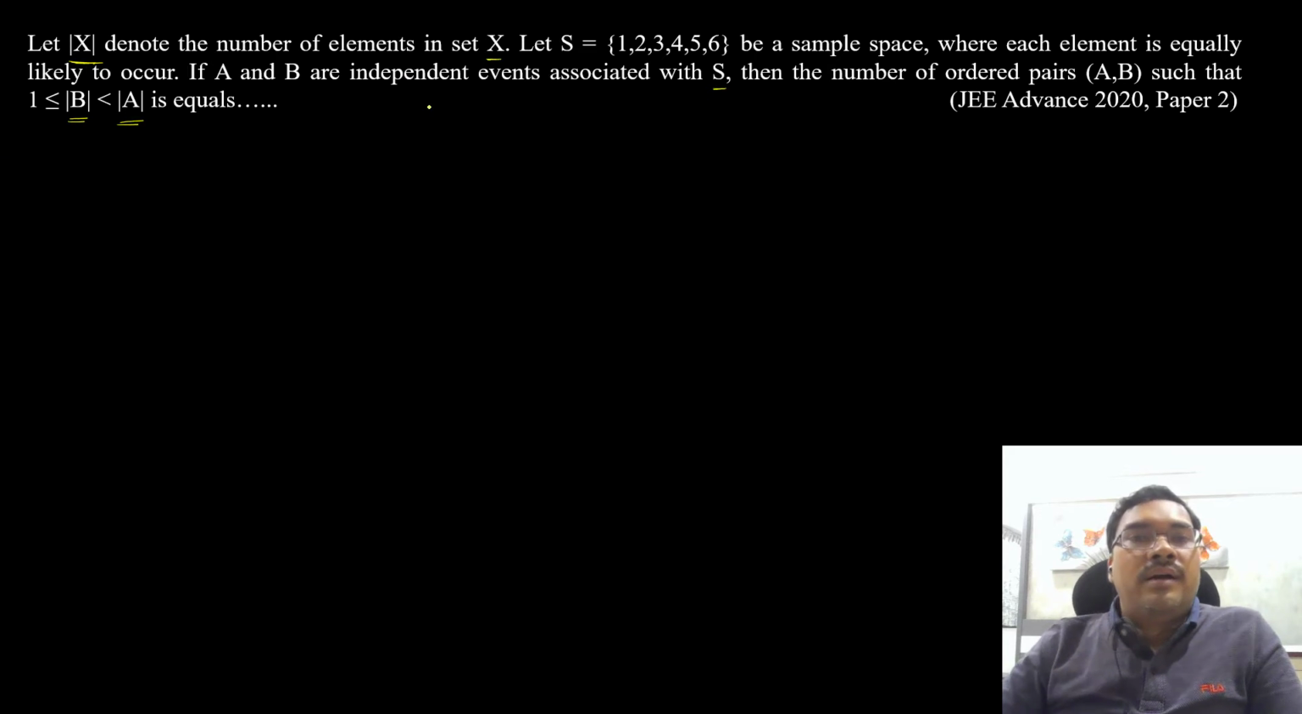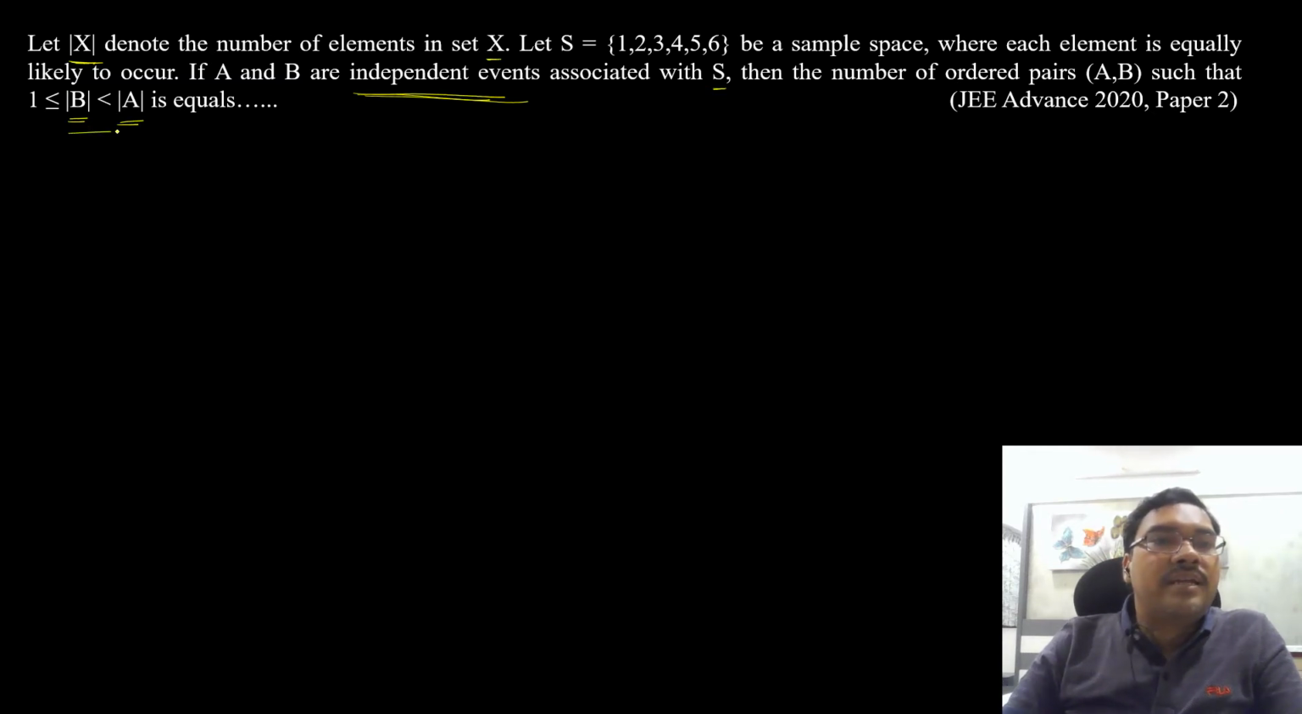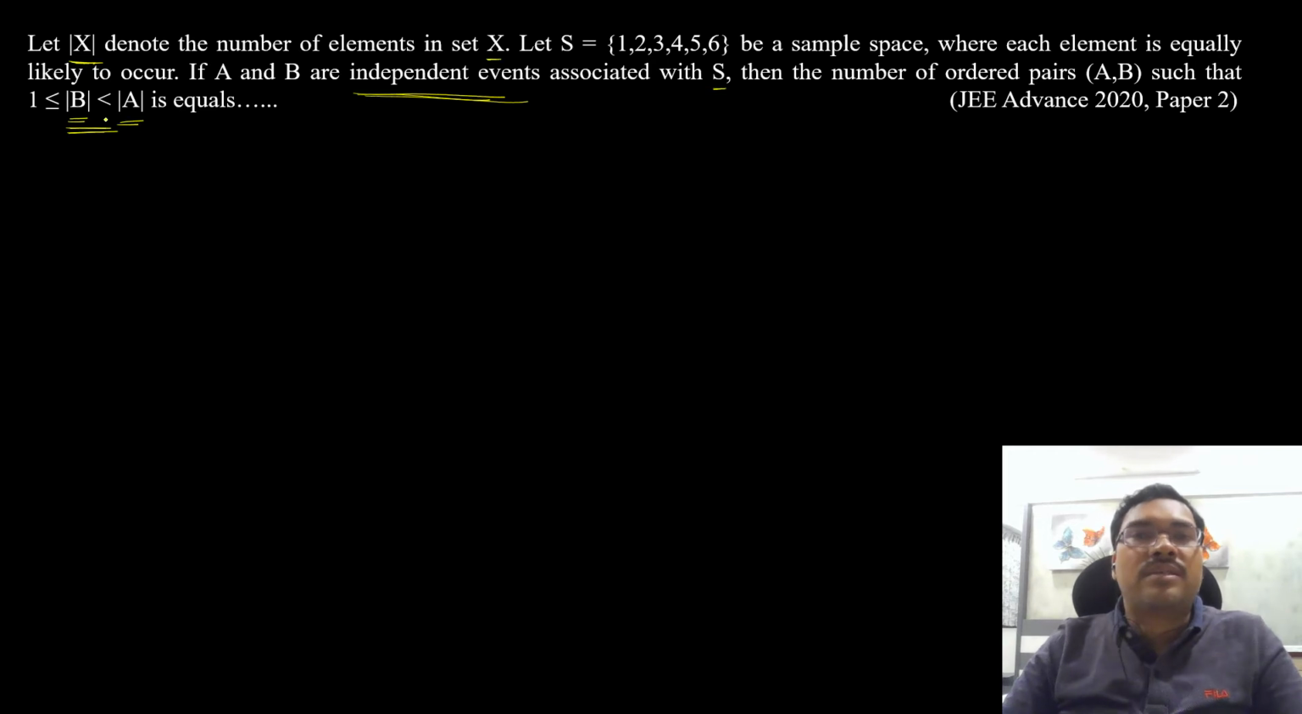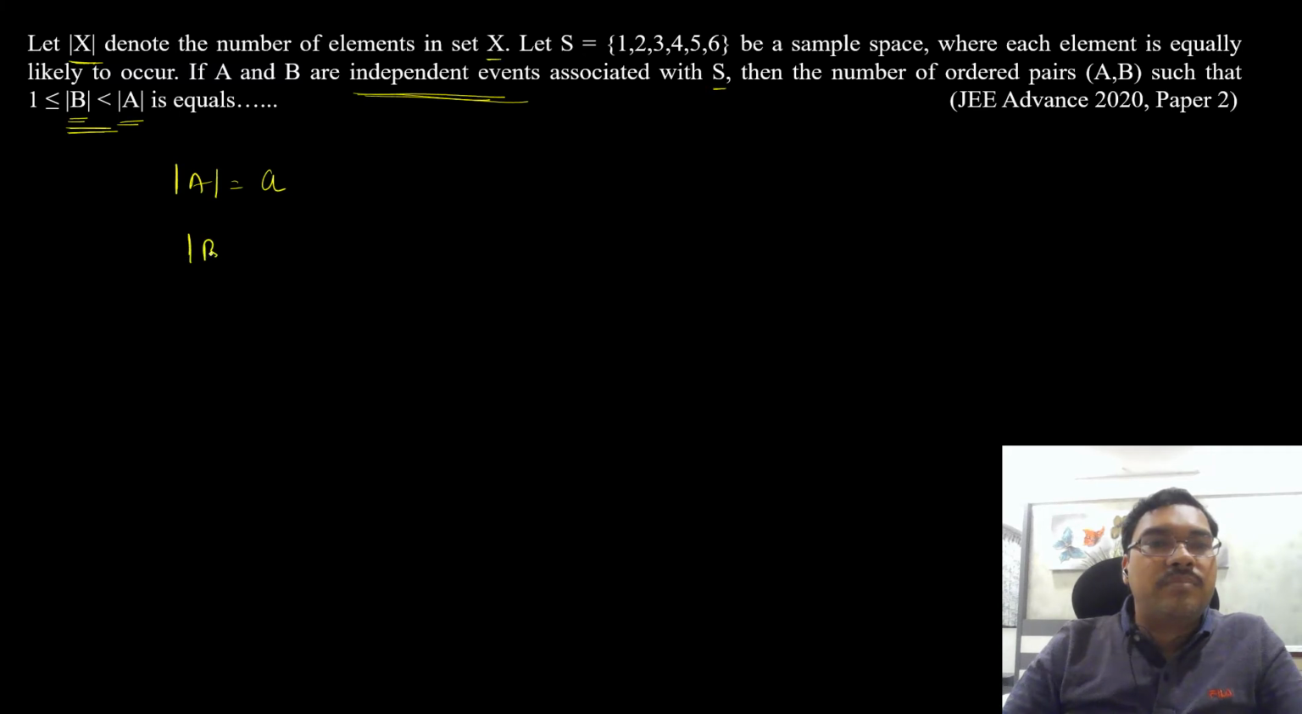So understand, we have to make independent events first, and the number of elements in sets A and B corresponding to events A and B should satisfy this condition. So let's say for example, the number of elements in set A is equal to a, and the number of elements in set B is equal to b.